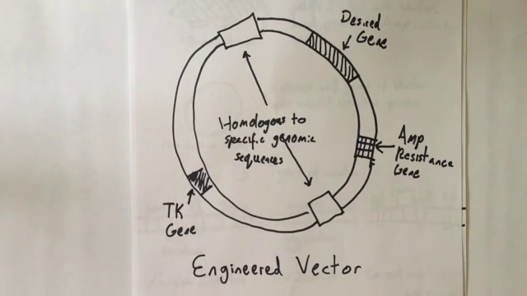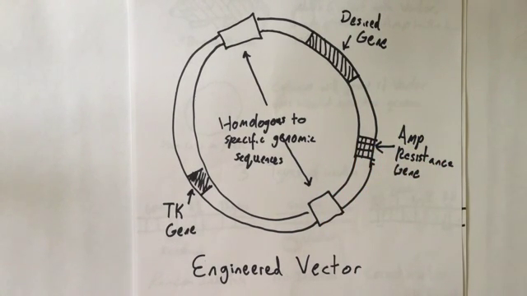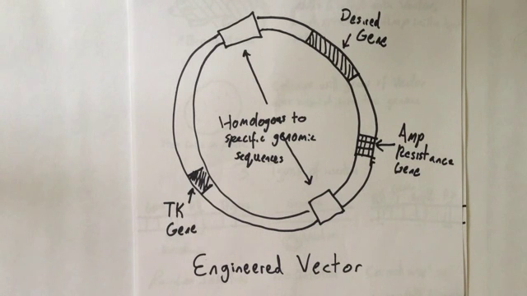These two homologous regions will be the same as the host, and on one side you want to make sure you have the desired gene, whatever you're trying to insert, whether it's novel like glow in the dark or a different color pigment, or a disease like cystic fibrosis, you can insert that. And also you want to have an ampicillin resistant gene. I'll get into that later, as well as a TK gene that's outside of the regions of homology.